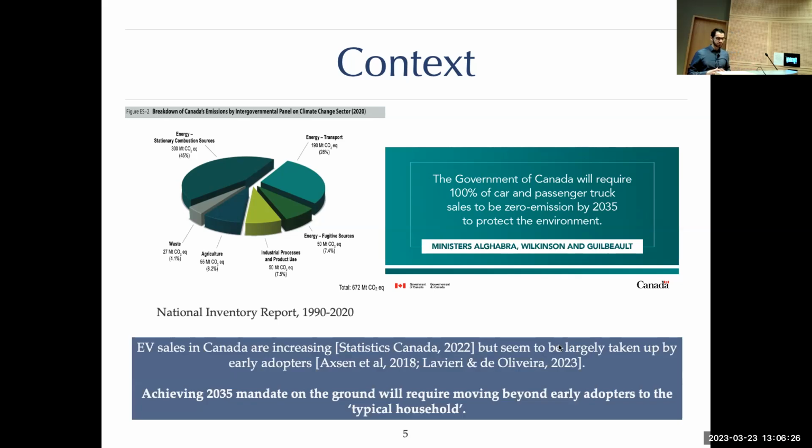Hydrogen is a bit challenging for the passenger vehicle market, particularly in Canada. Although EV sales in Canada are rising, as they are elsewhere, they largely seem to be taken up by early adopters. There is some evidence in the past couple of years that this is changing and moving into the mainstream market, but it's still largely in the early adopter segment. So the hook here is achieving the 2035 mandate, which will impact all of us living in Canada. In 2035, we will be moving beyond the early adopters and going towards the mainstream, typical household. And so what it comes down to from a consumer perspective is all about costs. How much is it actually going to cost us to go electric?